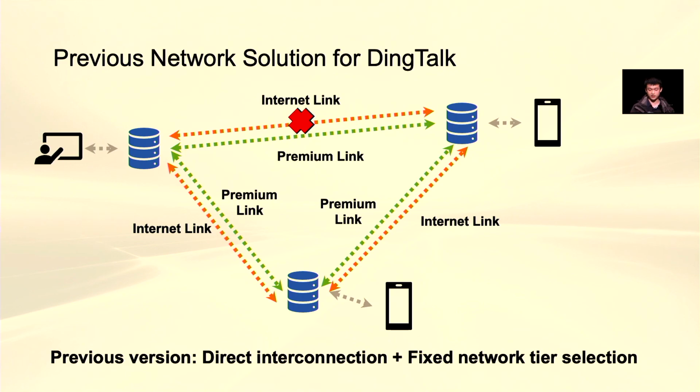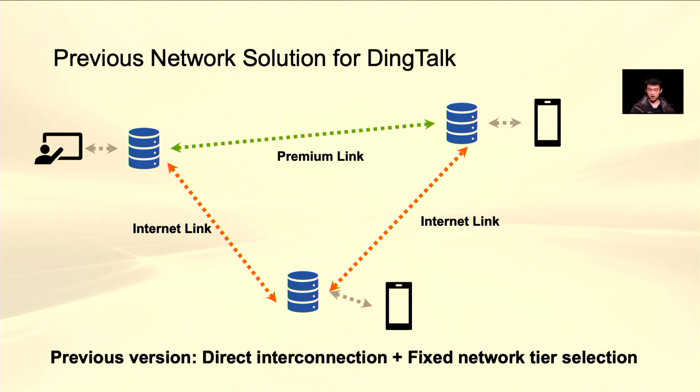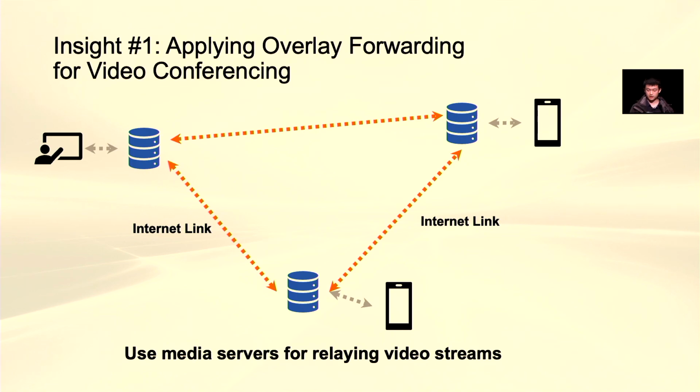An intuitive idea for using heterogeneous network resources is to use direct interconnection between cloud regions with fixed network tier selection. Based on experience, if an internet link between two regions is often unstable, the operator can direct video streams to be transmitted by the corresponding premier links. However, because many internet links are unstable at some unpredictable times, substituting them by premier links still incurs high operation costs. In contrast, XRON applies overlay forwarding for video conferencing.